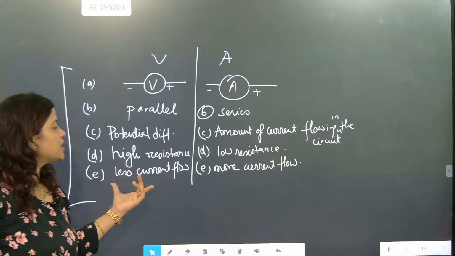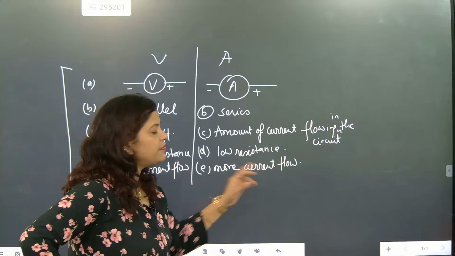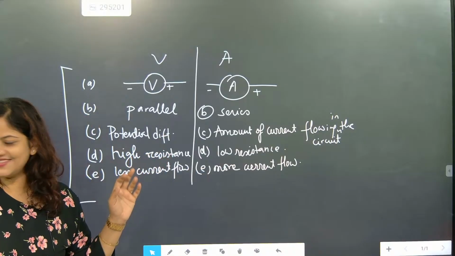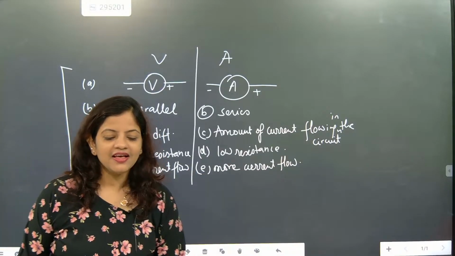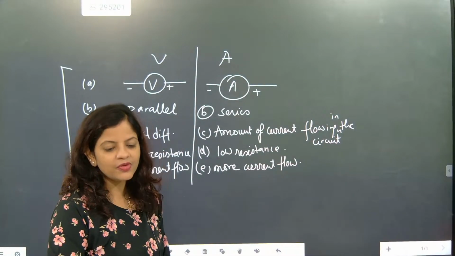It has less current flow, and this has more current flow. So here current can flow easily, but here current cannot flow easily because it has what resistance? High resistance. So that's the difference between them. Okay, I hope everybody understood this one.